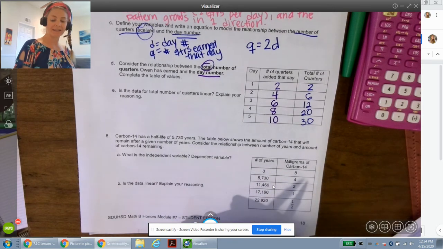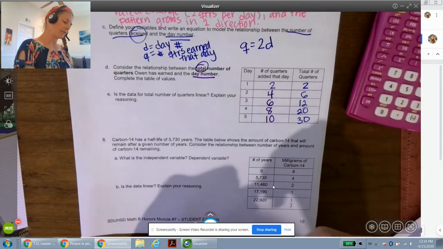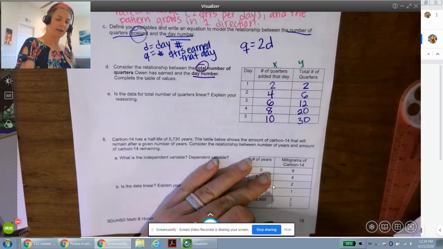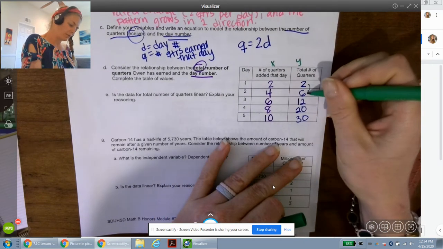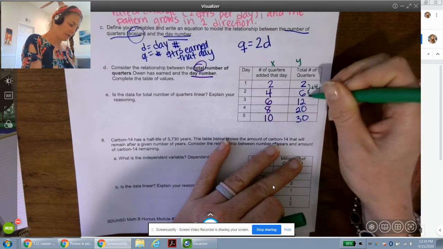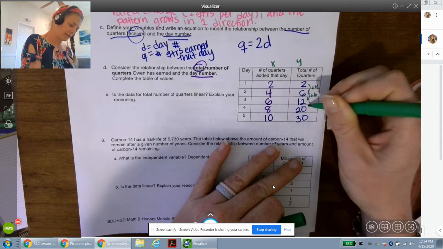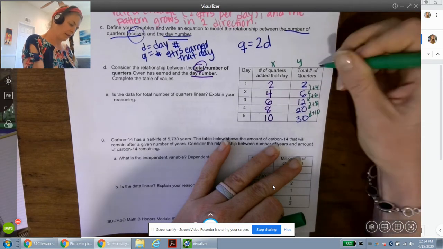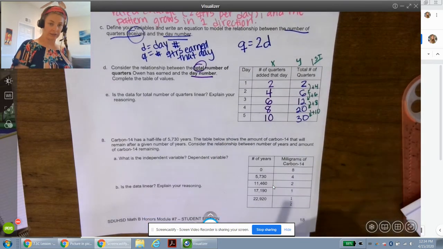Okay, so is this data linear? Let's see if there's a constant first difference. We can think about this as X and Y if we wanted to. So here from 2 to 6, I'm adding 4, adding 6, adding 8, and adding 10. So if I take a look at the first difference, I notice it's not constant.